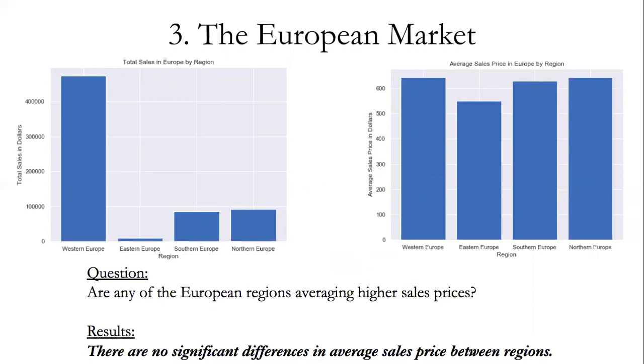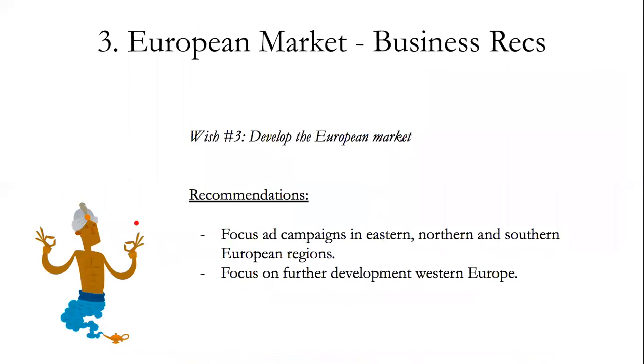So what that tells you is that if you are just to increase the number of sales that you have in Eastern Europe, this bar graph will change significantly. You can see that total sales will end up increasing once you focus more concentration in Eastern Europe. And that's a really big recommendation for your expansion, to really focus ad campaigns in Eastern, Northern, and Southern European regions, but to also focus on further development in the Western region of Europe, as it has proven to be so productive.